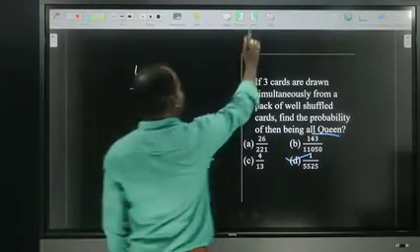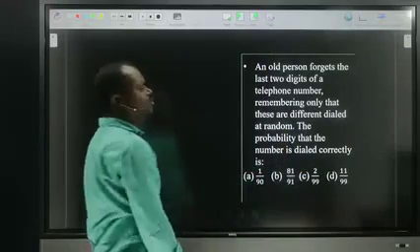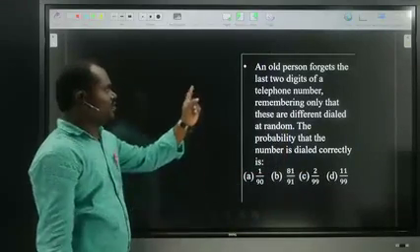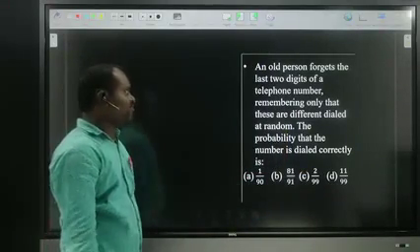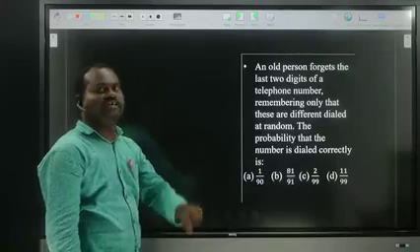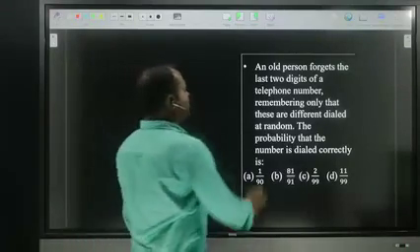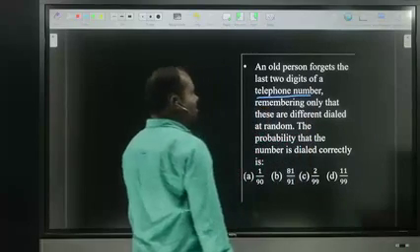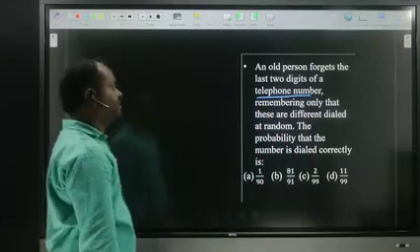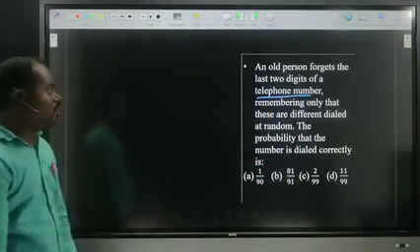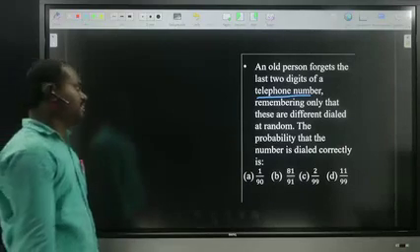Now, next one. What is the next question? An old person forgets the last two digits of a telephone number, remembering only that these are different digits. He dials at random. The probability that the number is dialed correctly is?